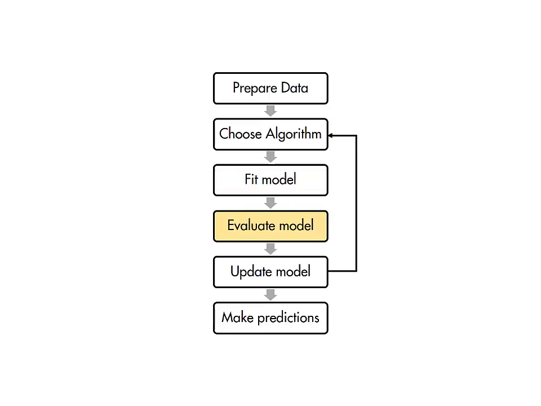You can then try other models, either by changing the algorithm entirely or by making adjustments to the various parameters and options for a particular algorithm. Once the model is performing satisfactorily, it is ready to be used to make predictions on new data.